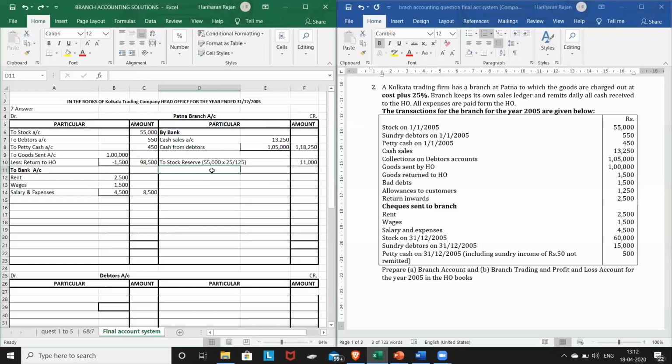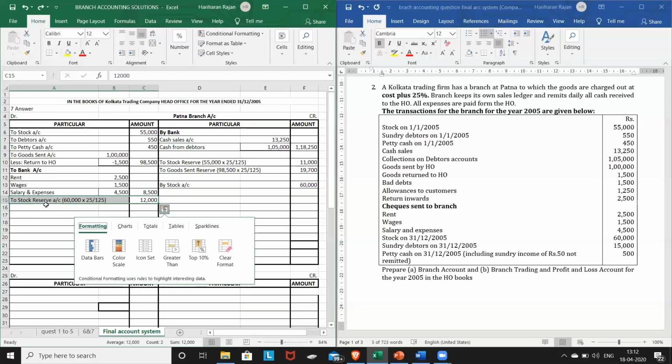So we have identified what was the profit added to the opening stock. Let us identify for the goods sent also. Goods sent to the branch, that is 19,500. There's a closing stock in the problem, 60,000. So what is the profit added? Again, using the same formula which you can see in the previous videos, that is 12,000.